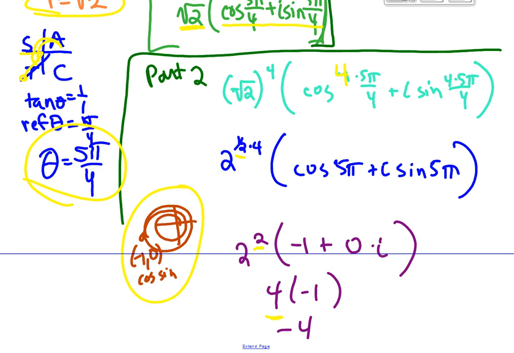And cosine of 5 pi is -1. Sine of 5 pi is 0. So we get the -1 there. We get the 0 there. And that one turns out to be -4.